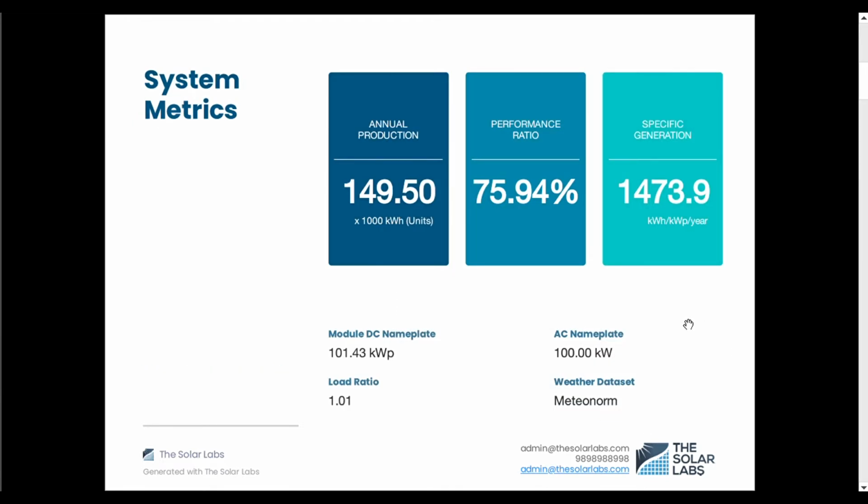This page contains the system metrics. Annual production, performance ratio, and specific generation are displayed prominently. This is followed by the DC nameplate, AC nameplate, load ratio, and weather dataset details.